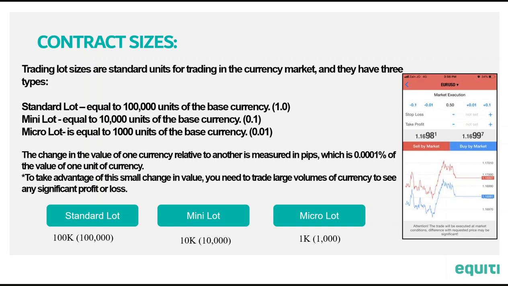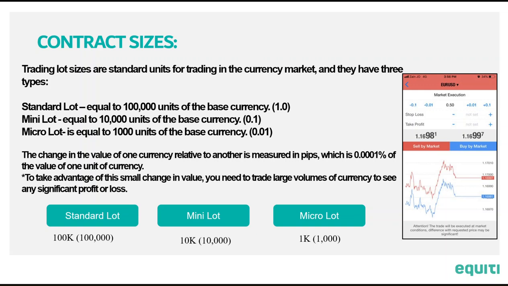Standard lot is the largest contract size and represents 100,000 units of the base currency. For example, if you're trading the Euro USD currency pair, a standard lot would be 100,000 euros. So in fact, you are trading 100,000 euros out of this Euro USD pair, which makes sense because you're making that much profit. Obviously you're not just trading 1 euro.